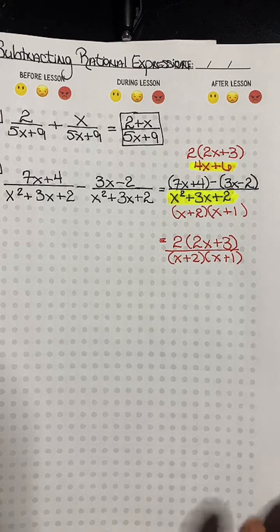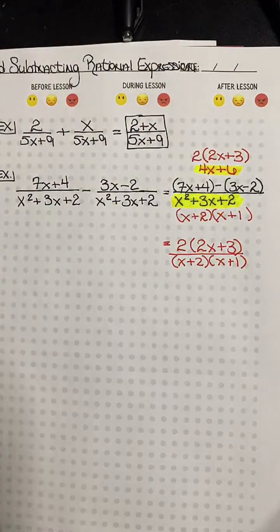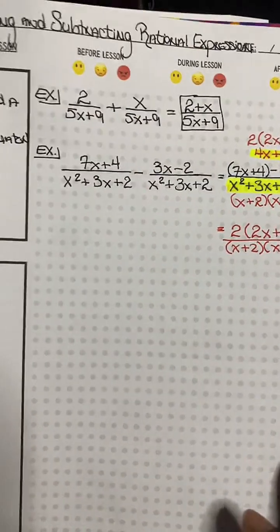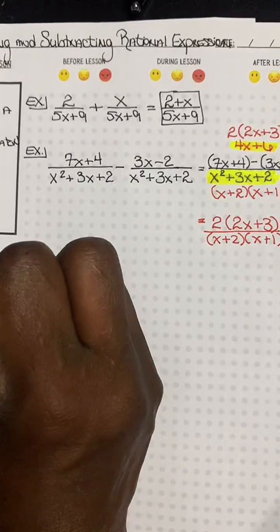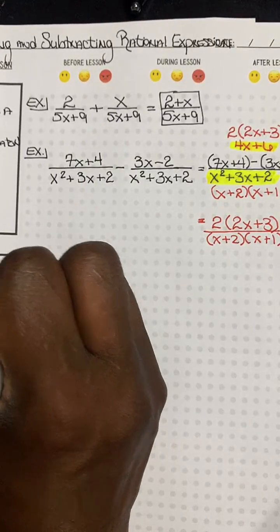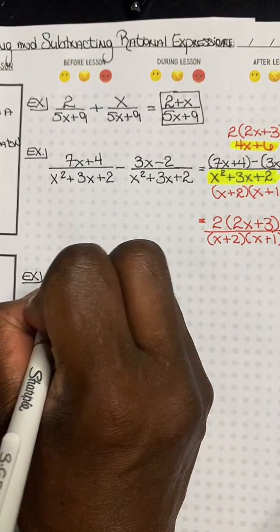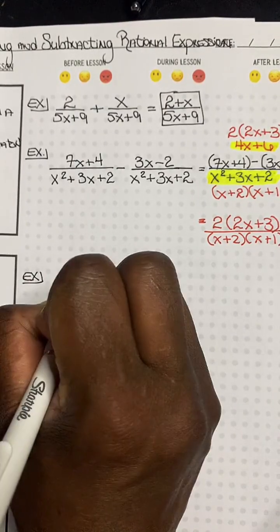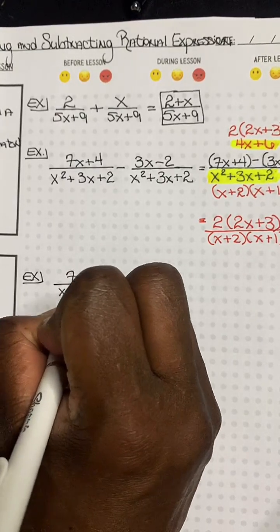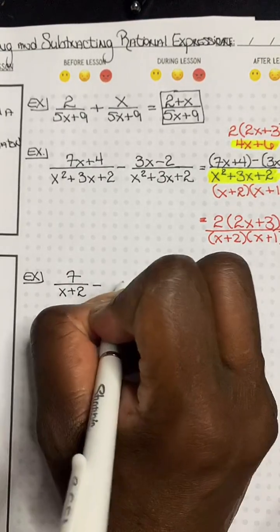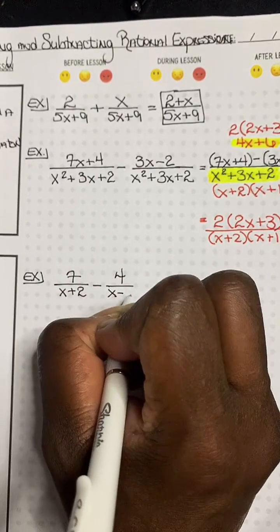Let's try this one. I'll get my pen situated. So I have 7 over x plus 2 minus 4 over x minus 5.